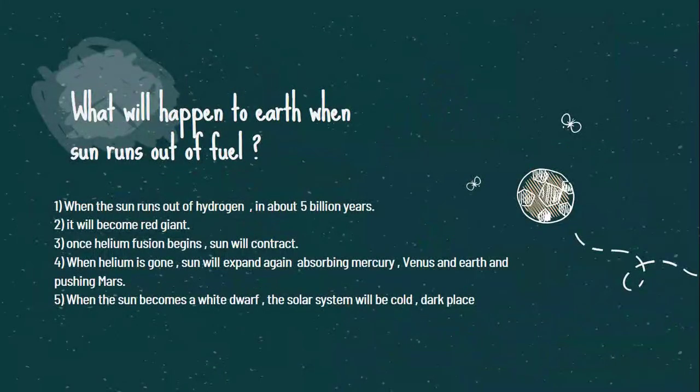What happens to the Earth when the sun runs out of fuel? It's a very important question. When the sun runs out of hydrogen in about 5 billion years, it will become a red giant. Once helium fusion begins, the sun will contract. When the helium is gone, the sun will expand again, absorbing Mercury, Venus, Earth, and pushing Mars and the rest of the planets. And then the sun will become a white dwarf, and the solar system will become cold and dark.